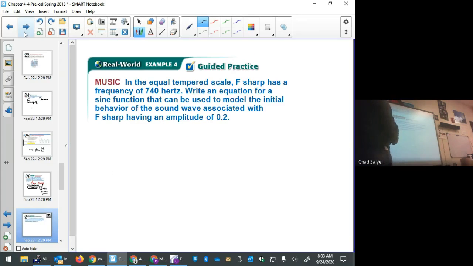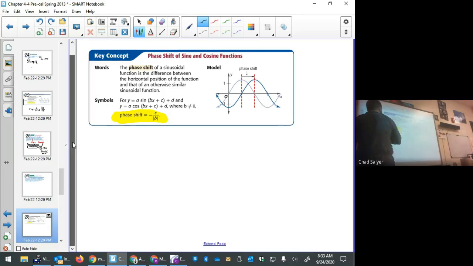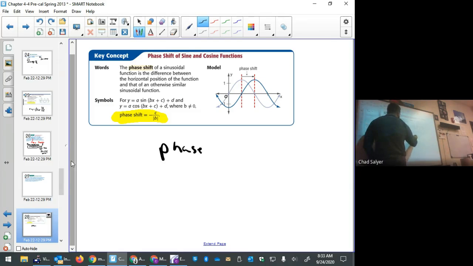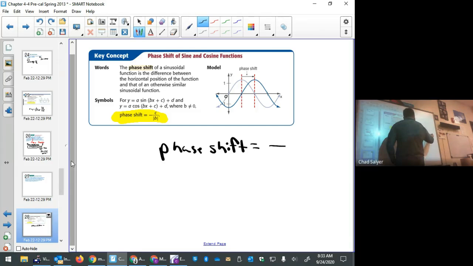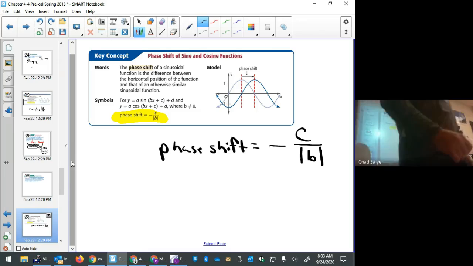All right, so I don't think we need another one of those. Phase shift. Phase shift is negative c divided by the absolute value of b. This is the horizontal translation. And be careful in your book, because for some reason that negative sign looks like part of the fraction mark, but it is negative c divided by the absolute value of b.